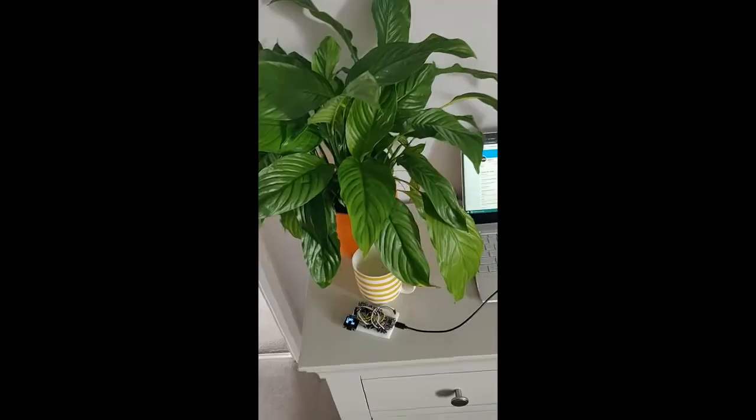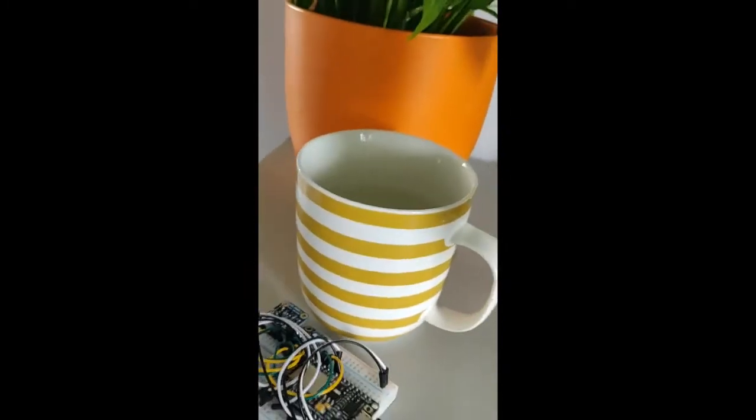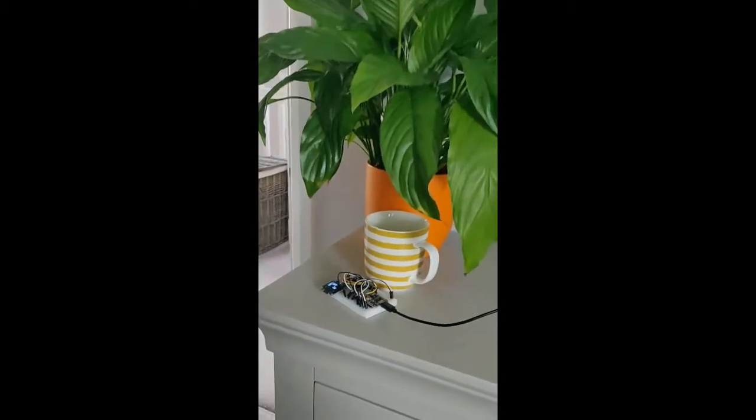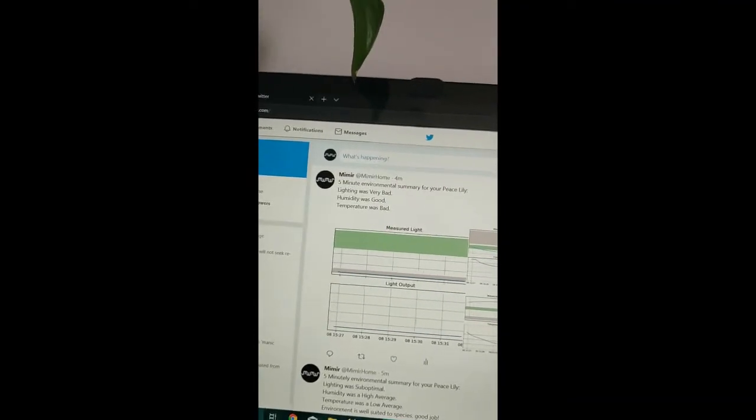So I've now moved the plant to a much worse location, so I've sort of closed the curtains a bit, made it quite shady, and increased the temperature by having a hot cup of water here just to simulate a hot temperature. And the humidity has also dropped a bit as well. So in this particular spot, the outputs from the algorithm generate a tweet that shows that the lighting was very bad, the humidity was still good, but the temperature was also bad.